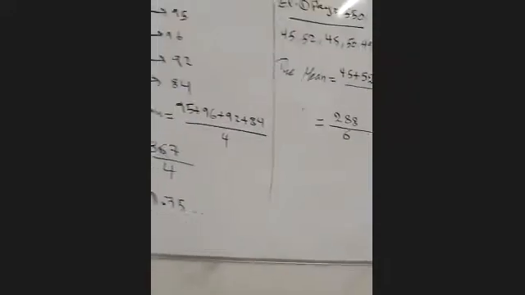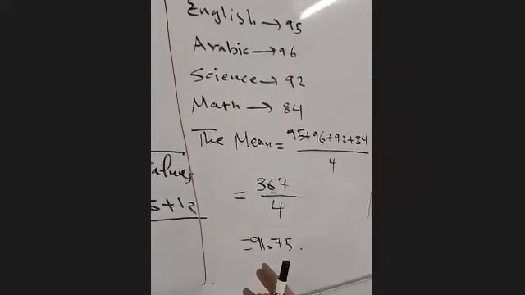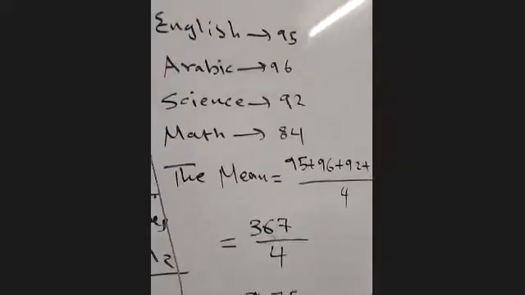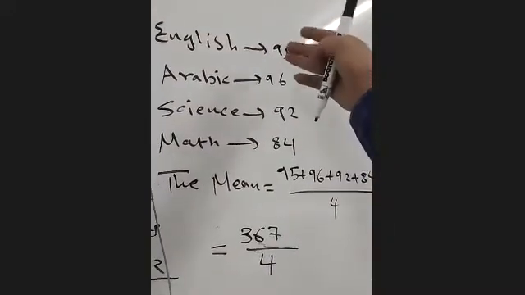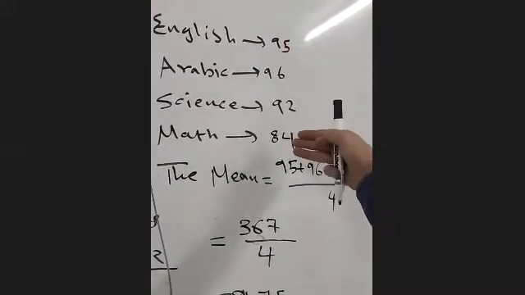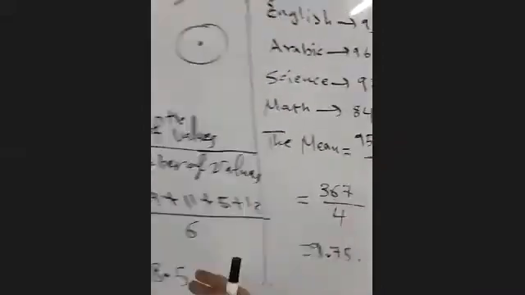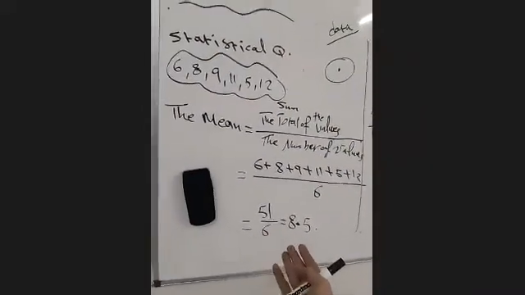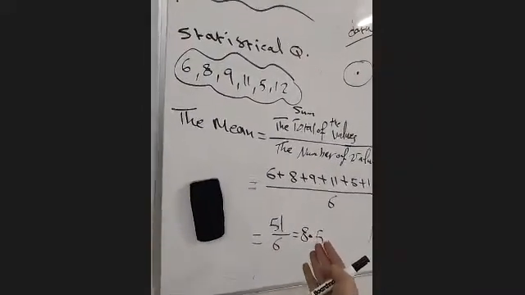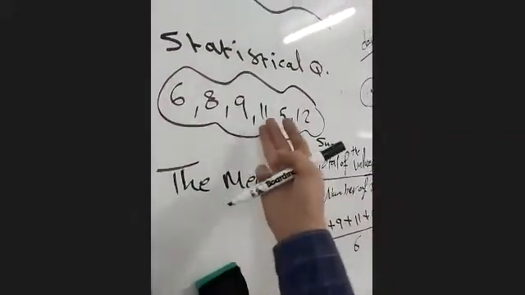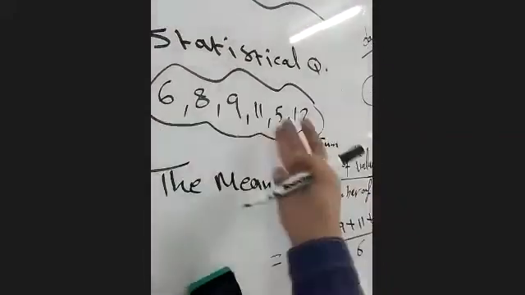For example, when we did this example, the mean was 91. You have values more than 91 and values less than 91, like 84. Here also, when I found the mean, it was 8.5. You have values more than 8 and values less than 8, right? The mean should be in the middle.